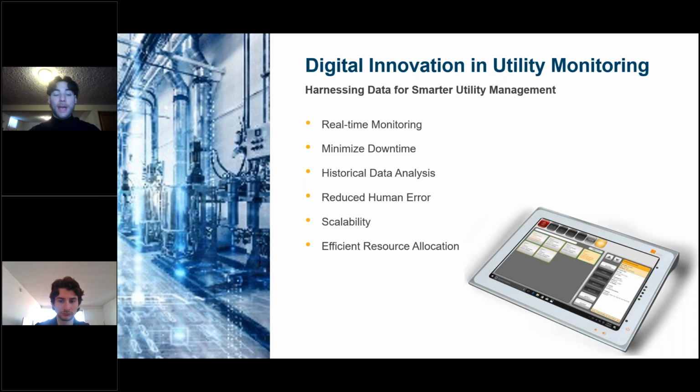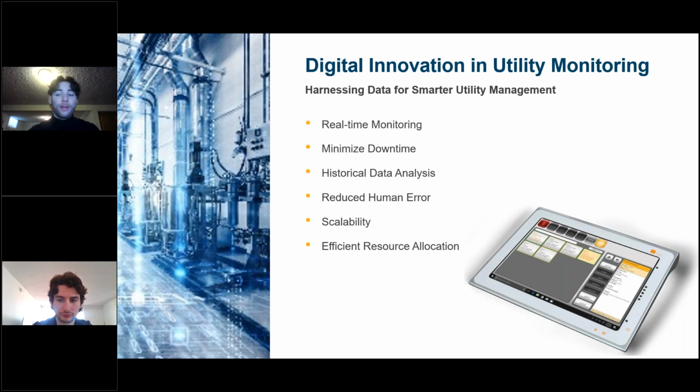As well as historical data analysis, you do also have to look behind at the history as well as looking forward at trending. And storing this historical data in an easy to manage way allows for trend analysis and data-driven decision-making to optimize your utility performance looking forward.